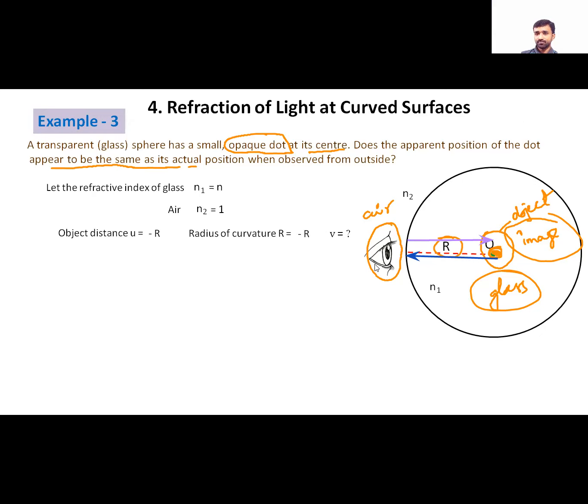What is the surface? Curved surface. So we can apply the curved surface formula, that is n2 by v minus n1 by u equals n2 minus n1 by R. So substitute the values one by one.